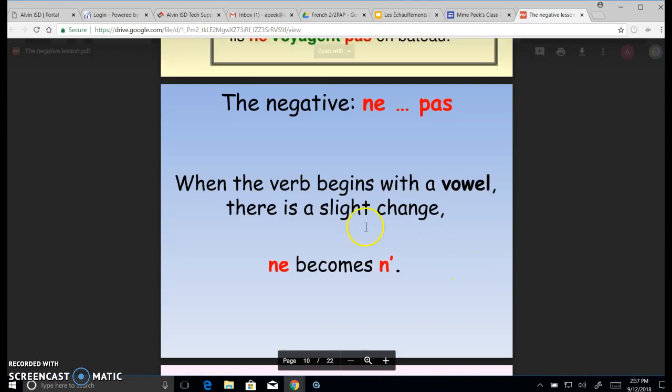Then we copied this slide as well. When the verb begins with a vowel, there is a slight change. Ne becomes n apostrophe. So they copied this in their notes.